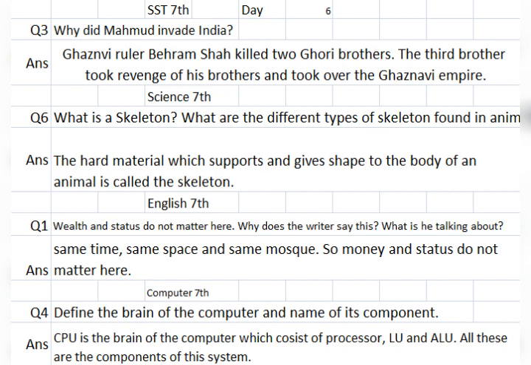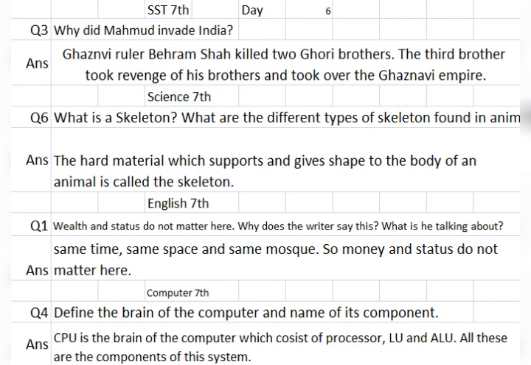Science class 7: What is a skeleton? What are the different types of skeleton found in animals? The hard material which supports and gives shape to the body of an animal is called the skeleton.